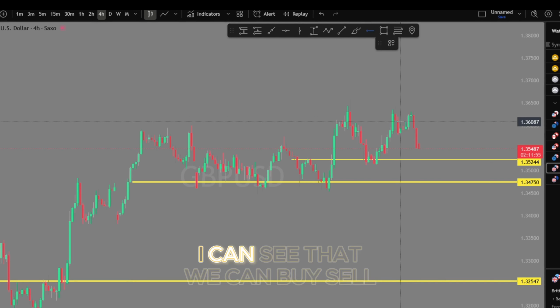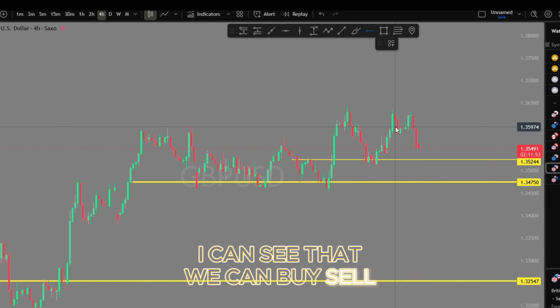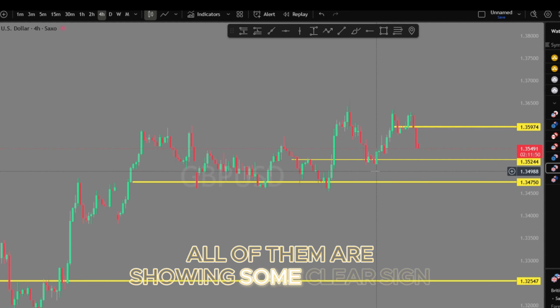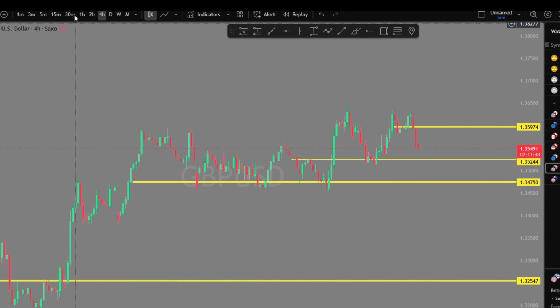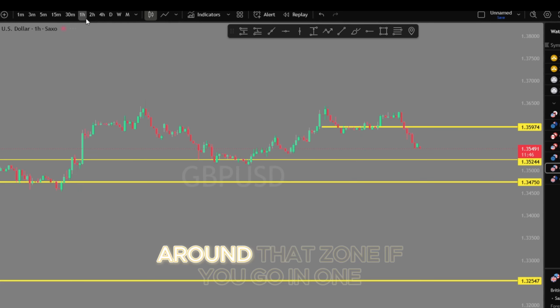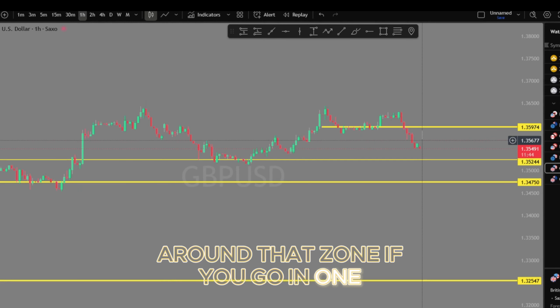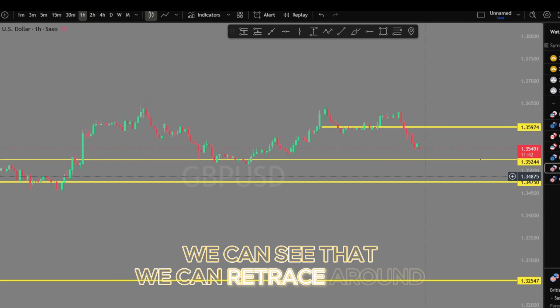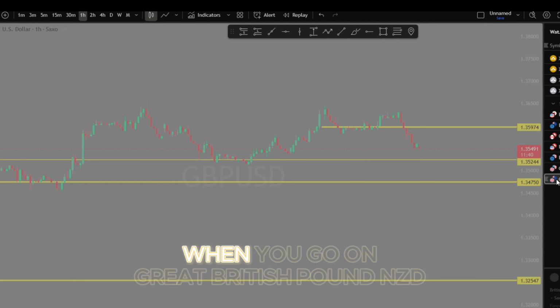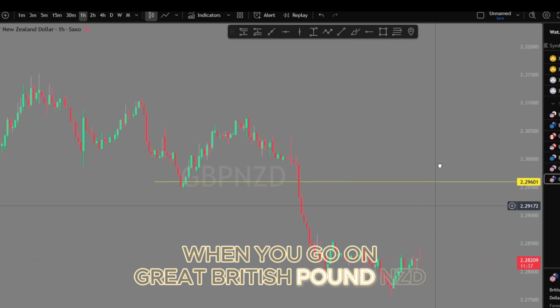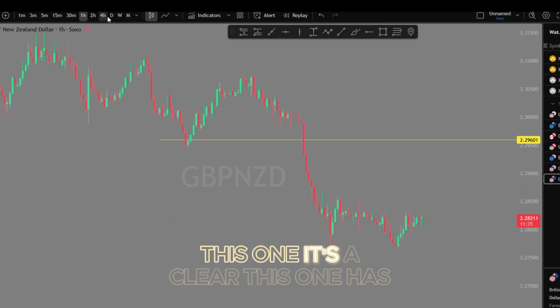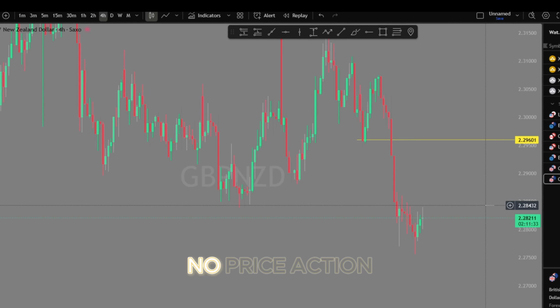Now for this one, I can see that we can sell from here. All of them are showing some clear sign of a sell around that zone. If you go in 1 hour, we can see that we can retrace around that and we sell.